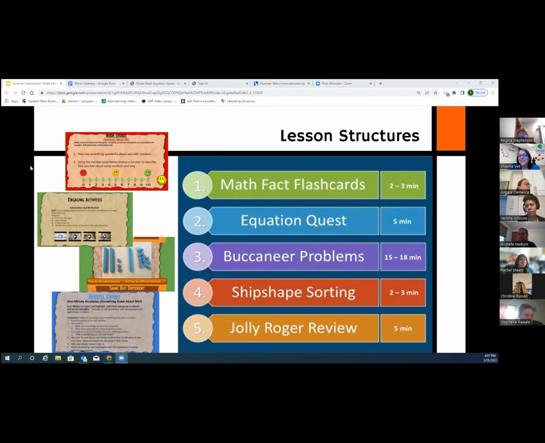Ship shape sorting is the really good recommendation that came out of What Works Clearinghouse, that students should not be using keywords. Keywords has just been debunked. We don't do that anymore. And they really talk about using schemas and gestures to make sense of word problems. And then the last option is just some practice problems that students can do independently. And they call that the Jolly Roger review. So we're going to go through all those steps in just a few minutes.